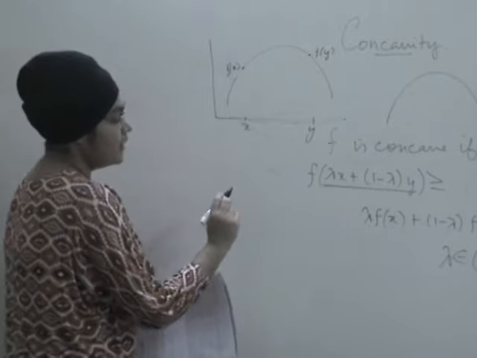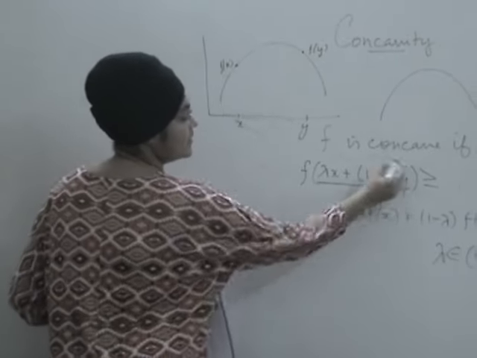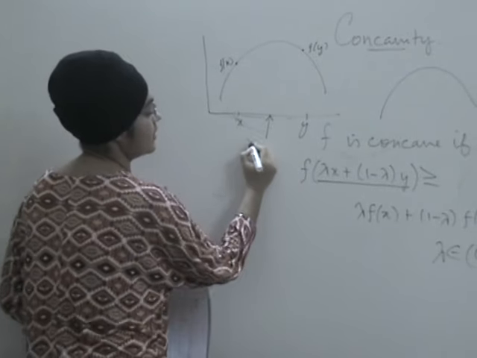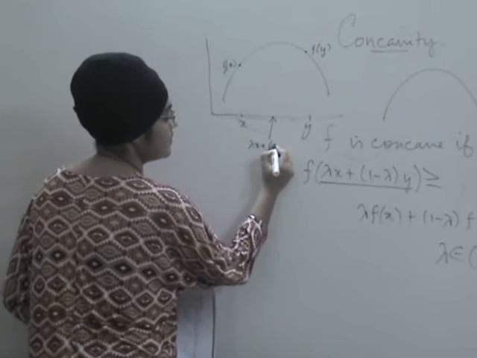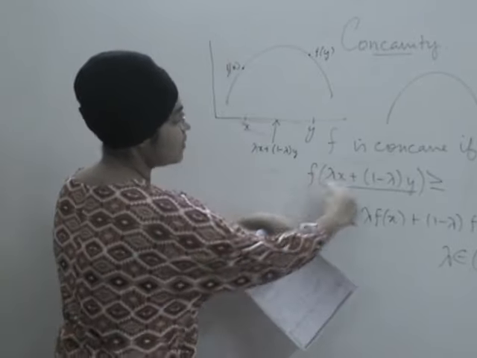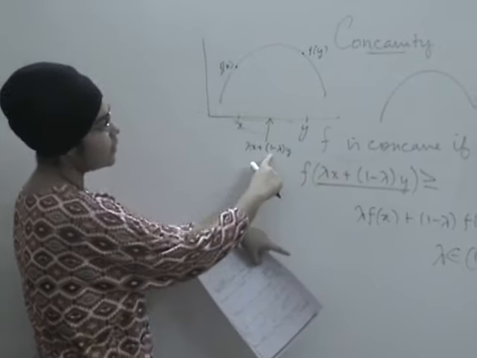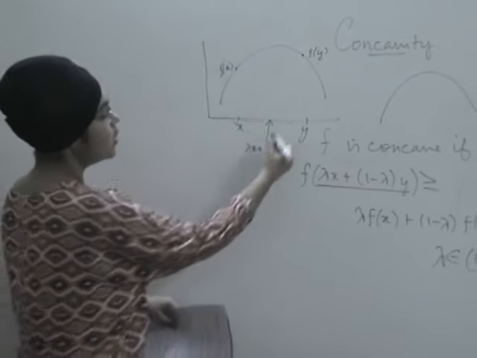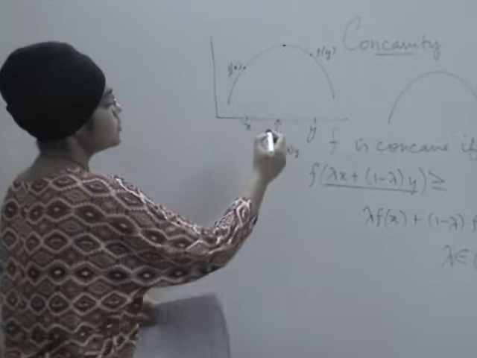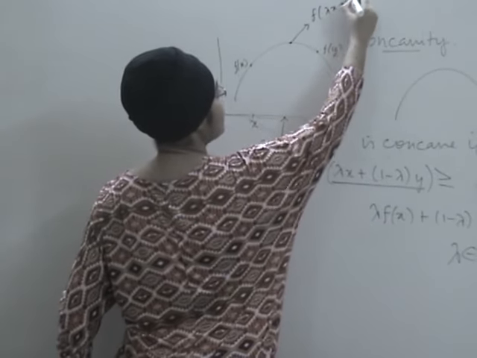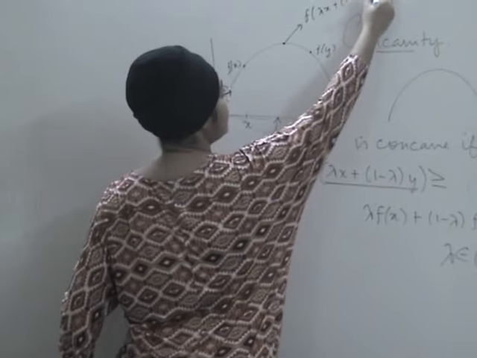So now let's assume that this thing, lambda x plus 1 minus lambda y, lies here, this point. Now what is f of this thing? It's just the point on the function corresponding to this point on the x-axis. So it's nothing but this point. So let me label this point as f of lambda x plus 1 minus lambda y, okay?